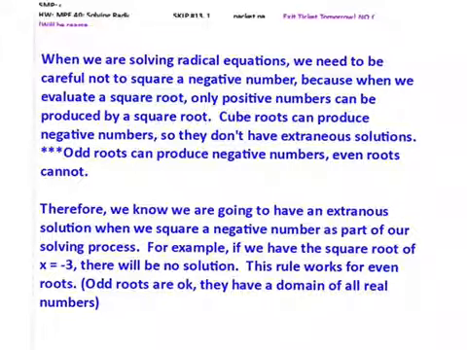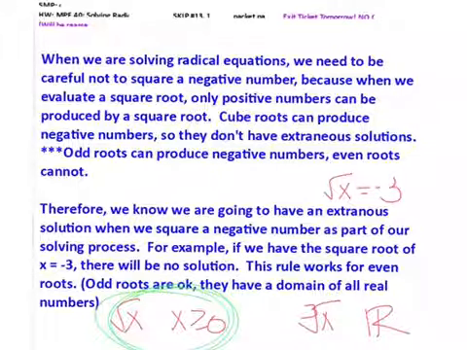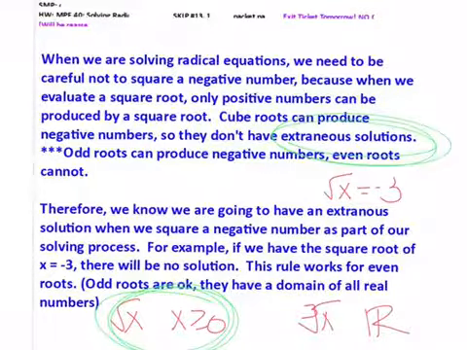Therefore, we know we are going to have an extraneous solution when we square a negative number as part of our solving process. For example, if we have the square root of x equals negative 3, like this, there will be no solutions. This works for all even roots. Odd roots are okay because they have a domain of all real numbers. So if you think of the difference between the square root domain and then cube root domain, which was all reals, there's restrictions here with the even radical, so we might have extraneous solutions.